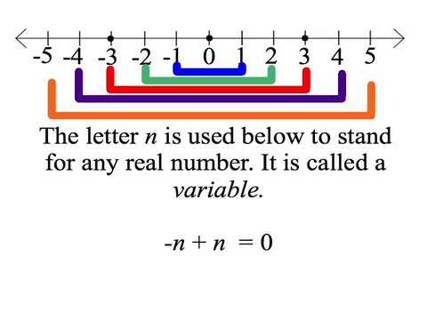The letter n is used below to stand for any real number. It is called a variable. We read the equation, the opposite of n plus n is equal to 0. It's common to say -n plus n, but that gets a little confusing if n turns out to be a negative number. So it's better if we get in the habit of saying the opposite of n whenever a variable has a negative symbol in front of it.